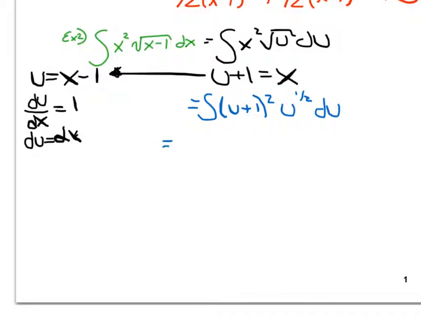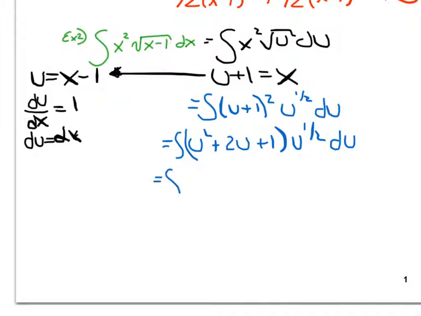So doing that, I do get the integral of u plus 1 times u plus 1 is u squared plus 2u plus 1 times u to the 1/2. If I then distribute the u to the 1/2 in, I get u squared times u to the 1/2 is u to the 5/2, plus 2u times u to the 1/2 is 2u to the 3/2, plus 1 times u to the 1/2 is u to the 1/2. I'm now ready to actually do my integrating.